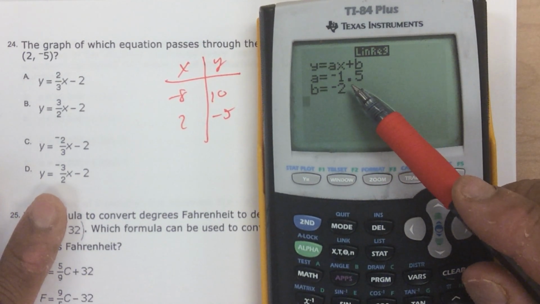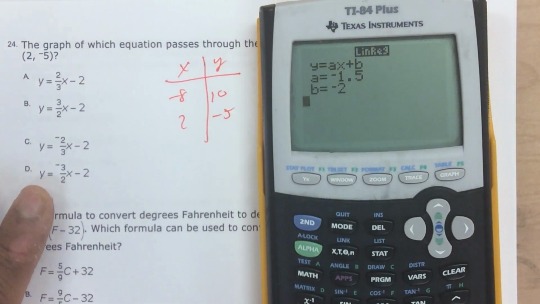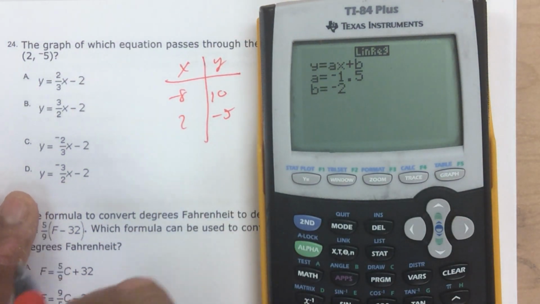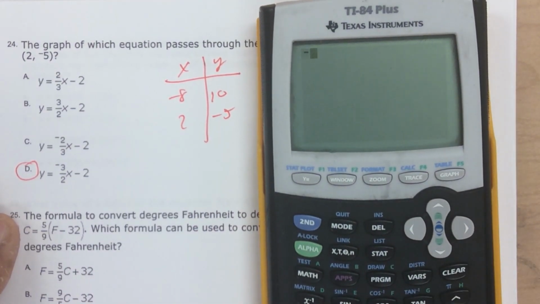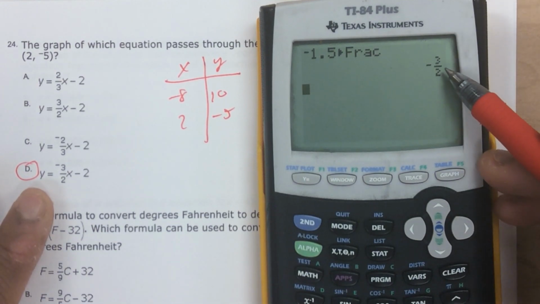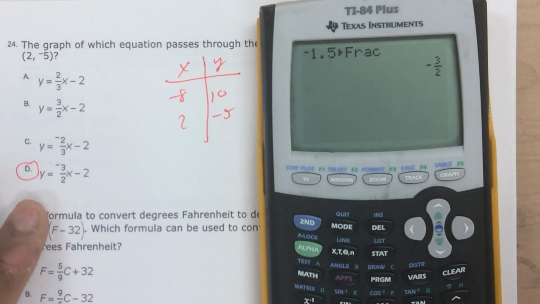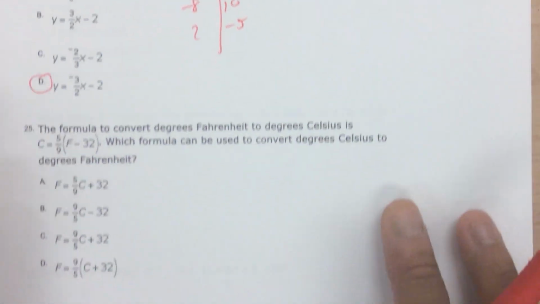And obviously -1.5 is -3/2. So your answer comes out to be B. Now, if you wanted to, you could do that -1.5 math, enter, enter, and it gives it to you as -3/2, okay? So your equation is D.